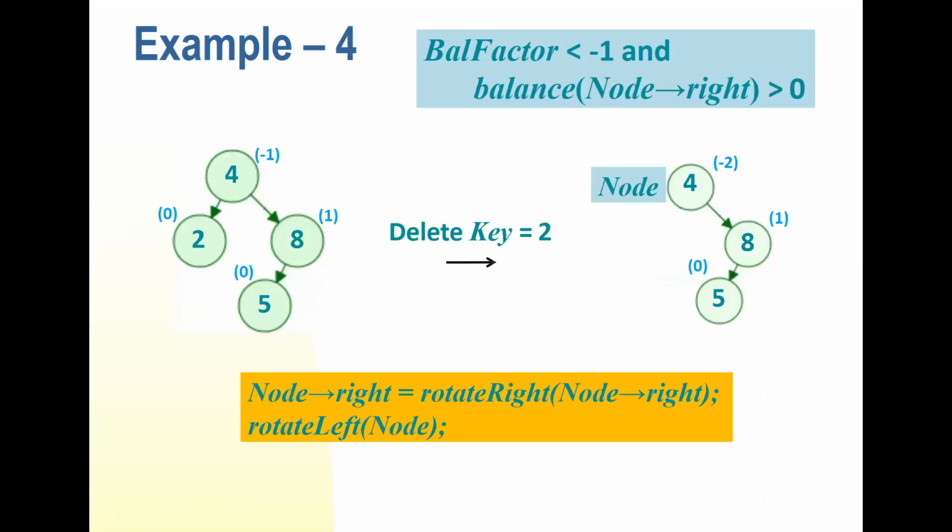Then the next example is where balance factor is negative, like deletion of key 2, balance factor is negative, but node of right balance factor is greater than 0. In that case, we have to perform RL rotation, right rotation about 8, then left rotation about 4. This is RL rotation which has been written here.